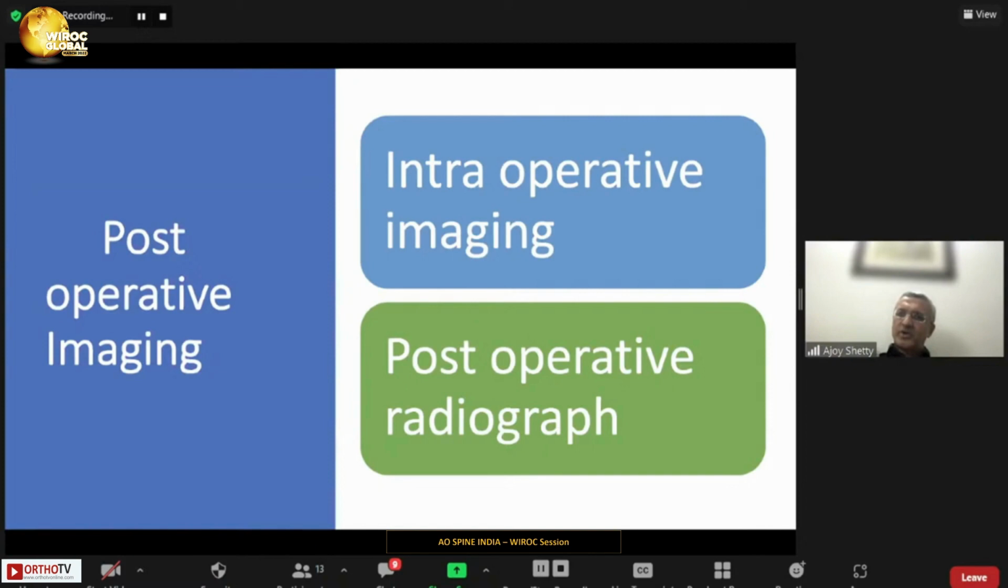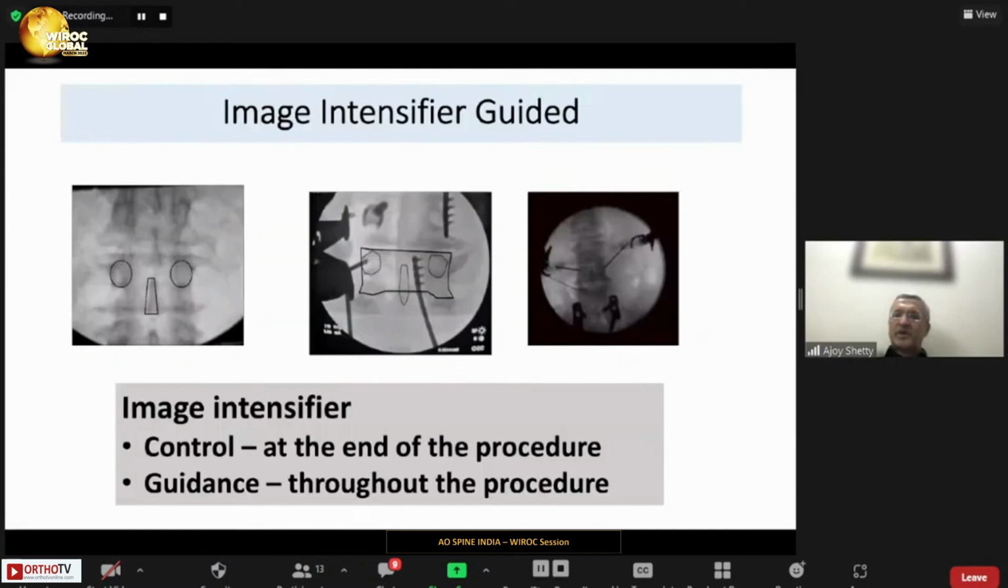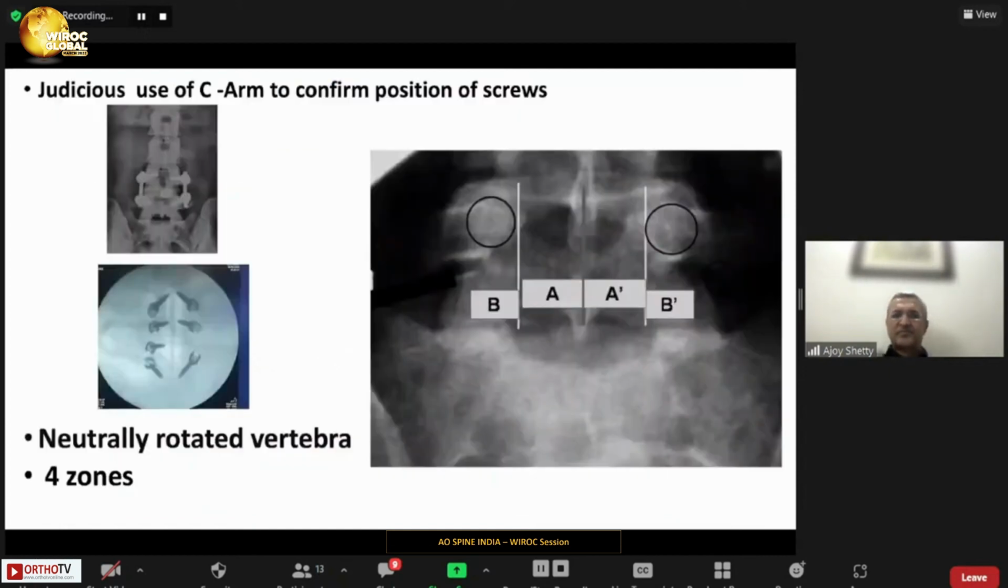When you look at postoperative imaging, there are two components to it. One is intraoperative imaging and the other is postoperative radiographs. We may use CT scans or MRI some other times, but most commonly, instrumentation imaging is done either using an image intensifier or postoperative radiographs. The image intensifier is one of the basic essential tools you use during surgery. It could be a control at the end of the procedure or guidance throughout the procedure, like how we do when doing MIS pedicle screw fixations.